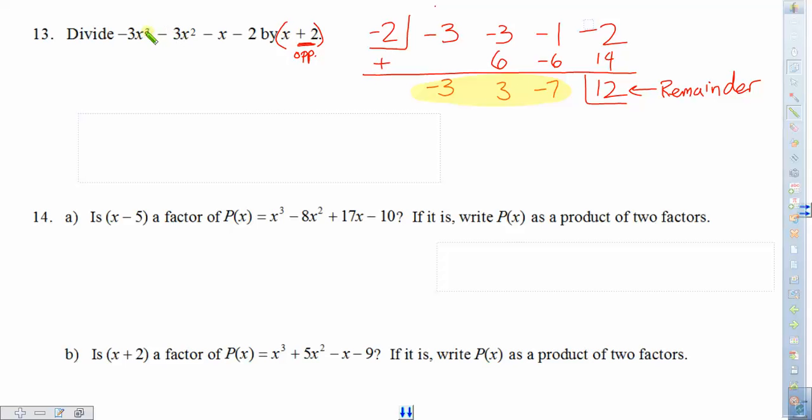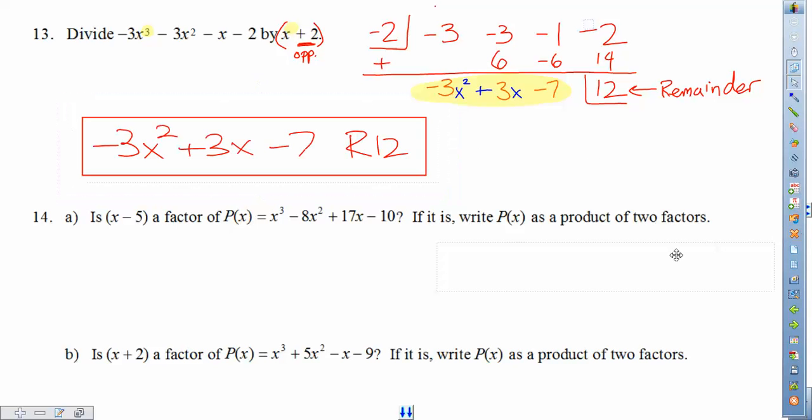Now when you take a cubic polynomial and divide it by a linear polynomial, the quotient is 1 degree less. So what you're actually looking at right here is negative 3x squared plus 3x minus 7 with the remainder of 12. And so that should be your final answer, just like that.